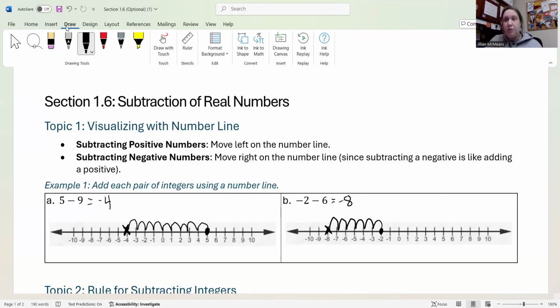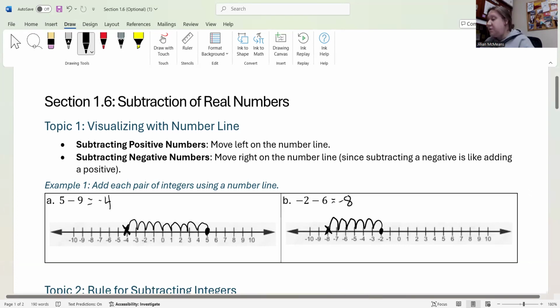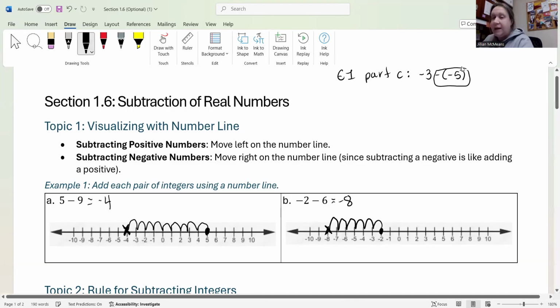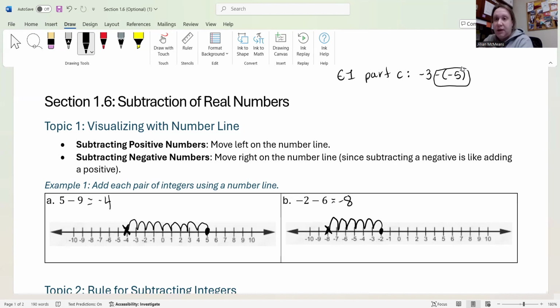Now, just for the sake of practice, let's look at an example where we subtract a negative number because it is a little bit different. So I'm just going to do this up in the corner of the worksheet. So let's say we have example 1, part C. And let's say we want to take negative 3 minus negative 5. Well, this right here, if you're subtracting a negative number, it's really like adding. Subtracting a negative kind of has a positive end result, okay?